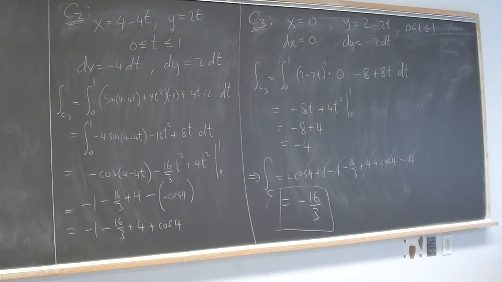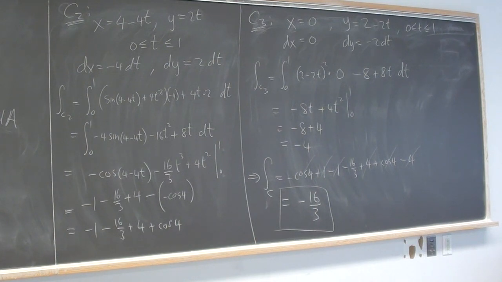I'm going to do part B. So it's the same region, but now we're going to do it using Green's theorem. We know that the integral along C of P dx plus Q dy is equal to, by Green's theorem, the double integral over D of Qx minus Py dA. It's positively oriented because we're counterclockwise, so I keep a plus sign here.